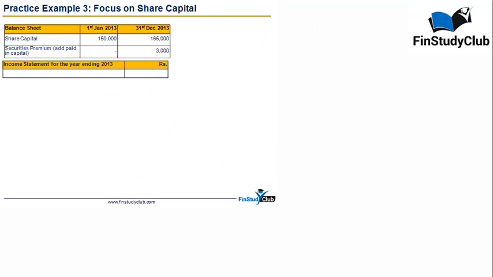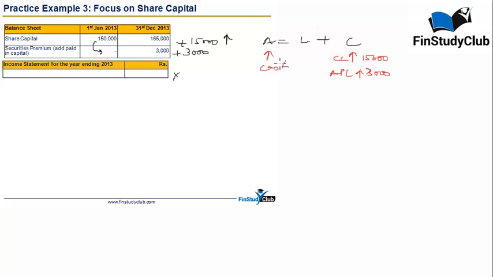Let's talk about the third example where we're going to focus on share capital, which is very straightforward. It basically says that your share capital from 150 has gone up to 165, which means an increase in the capital by 15,000. What is also relevant to see is that the securities premium, also called additional paid in capital, has also gone up by 3,000. There isn't any kind of additional information which is available to us. That makes our job fairly simple. My contributed capital goes up by 15,000. My additional paid in capital goes up by 3,000. What should be the balancing figure on cash? Well, extremely straightforward, 18,000. CFF, cash from financing, goes up by that amount.